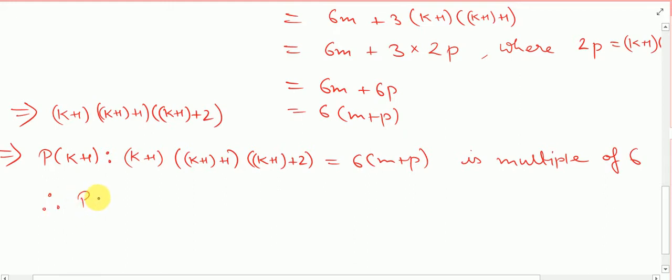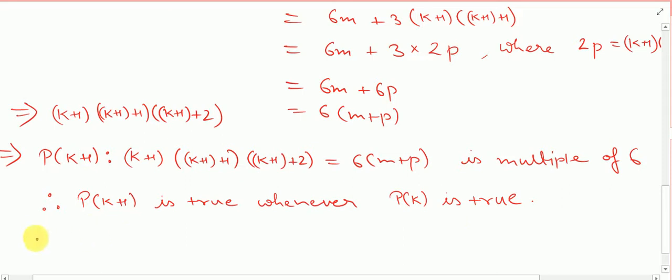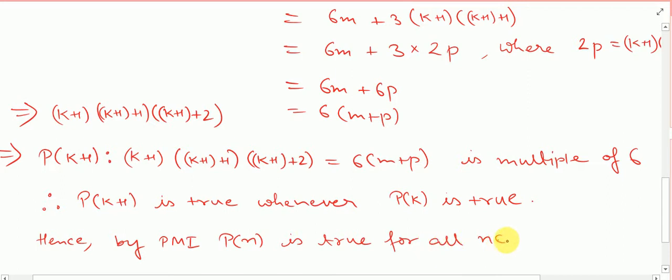Therefore P(k plus 1) is true whenever P(k) is true. Hence, by the principle of mathematical induction, P(n) is true for all n belonging to natural number. Okay, so this is done.